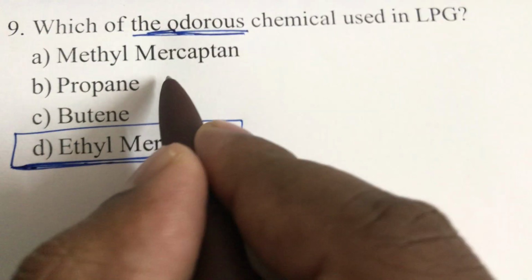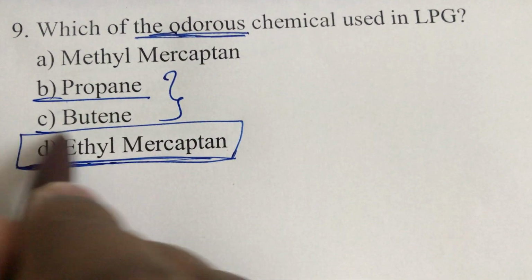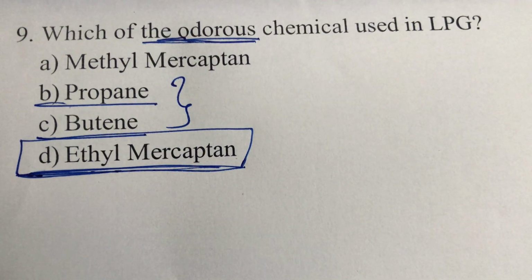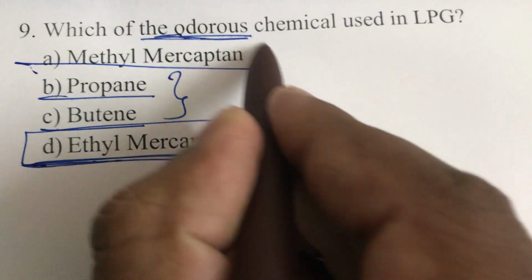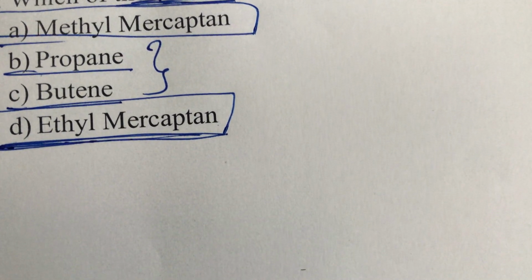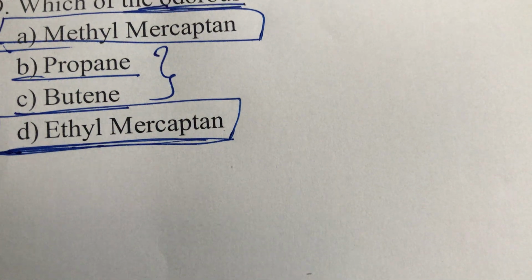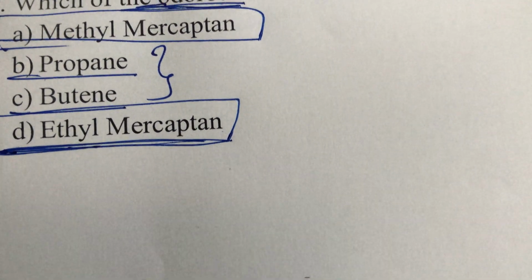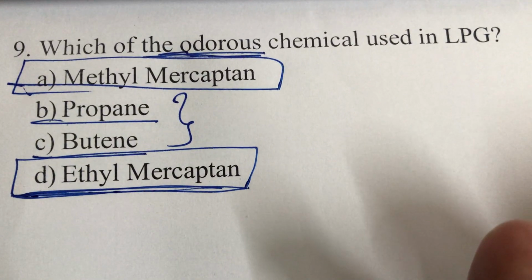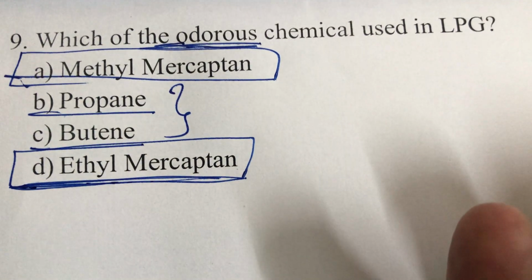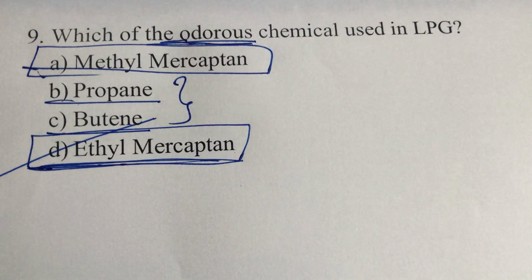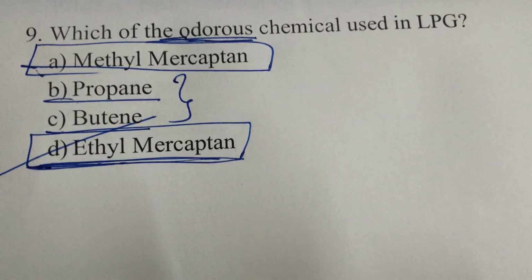And remember, LPG is basically made up of propane and butane. So LPG is a combination of propane and butane. We have to remember that. And option A, methyl mercaptan, is one more smelling agent which is available in the blood and in plant tissues. It is a natural smelling agent. It is a chemical and it is naturally available in the blood and in the plant body. So the right answer is ethyl mercaptan, the odorous chemical used in LPG.